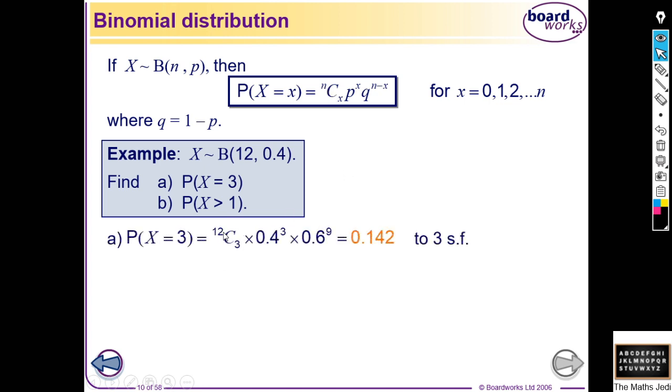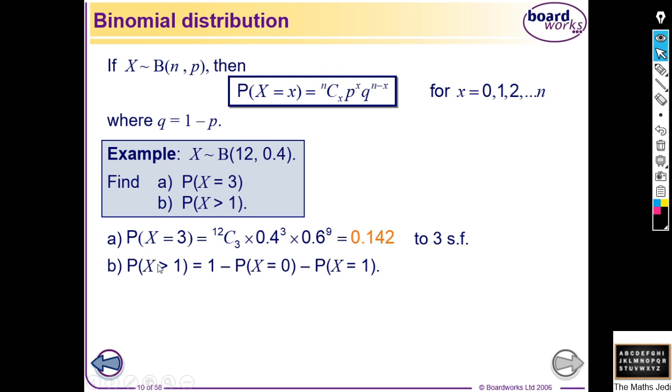12 choose 3. It's the number of sequences that occur when you have 12 objects and you're choosing 3 of them. 12 factorial over 9 factorial, 3 factorial. This here is the probability of success, 0.4 occurring 3 times. And this is the probability of failure, 0.6 occurring 9 times. Note that these 2 numbers, these 2 indices, should always add to 12 because that's the number of trials I had. And you should expect these indices always to add to the number of trials you have. When you work out all these things on a calculator, you'll get 0.142.